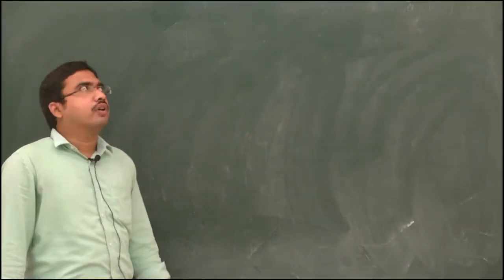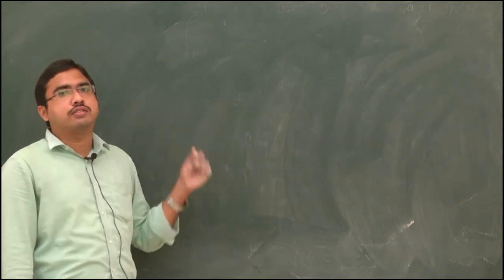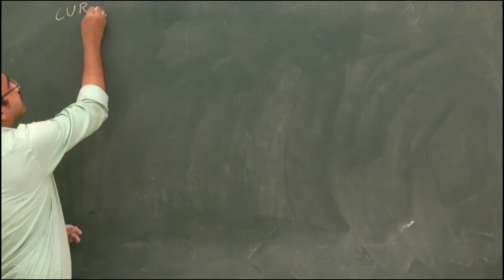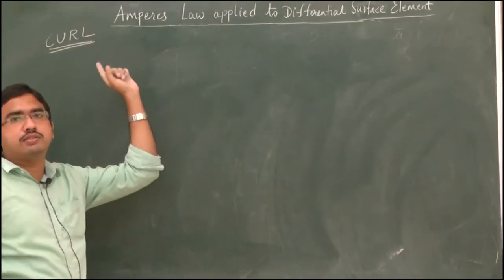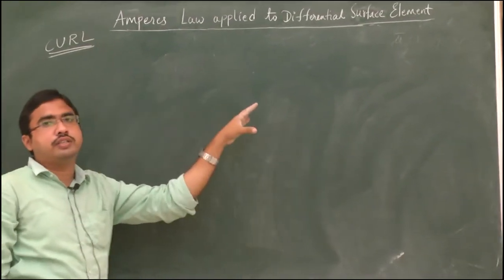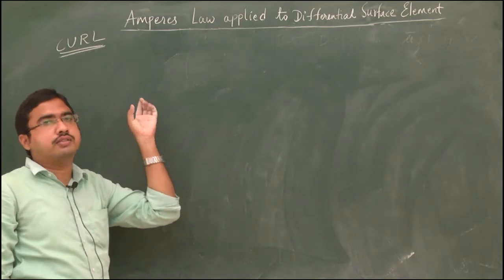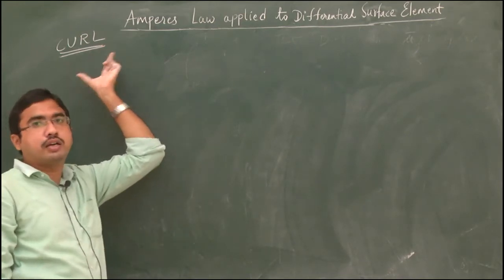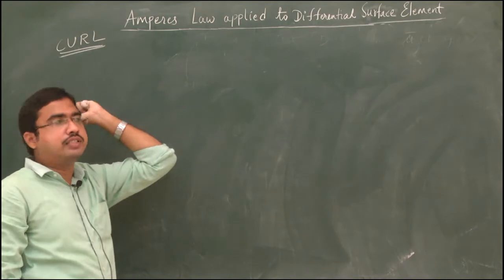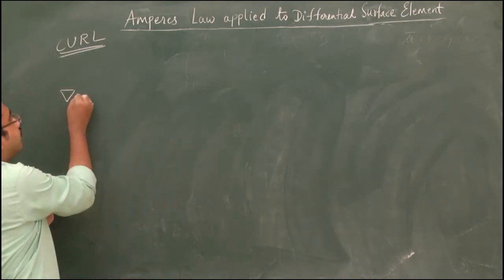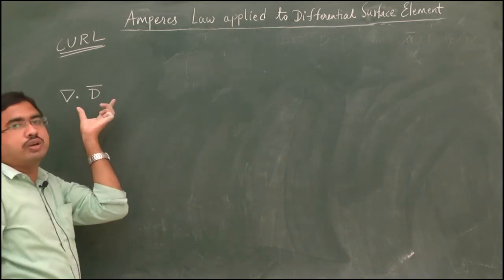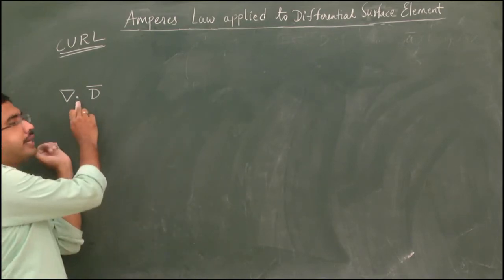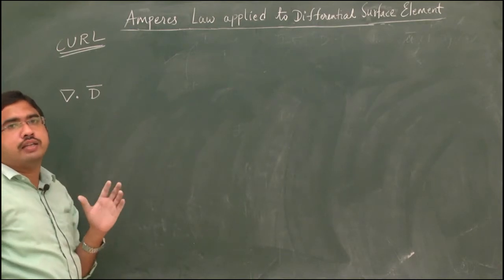Welcome all of you. Now we are going to discuss the concept called curl. To understand the concept of curl, this is similar to the divergence which we have derived in the first unit. In the second unit, magnetostatics, there is a new concept called curl. There the divergence is given as del dot D bar. That means divergence is only a two-dimensional quantity which is given by dot product. But curl is a three-dimensional quantity.